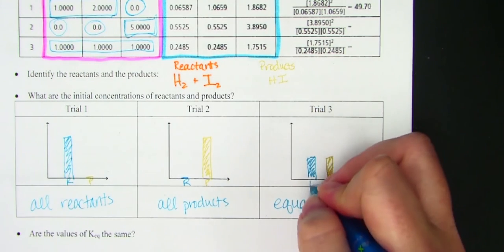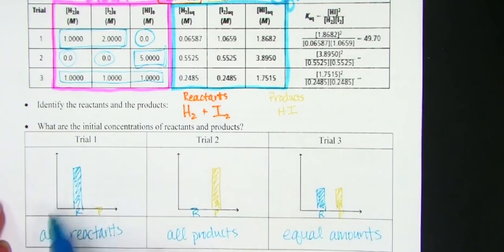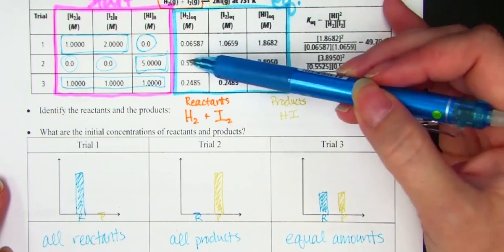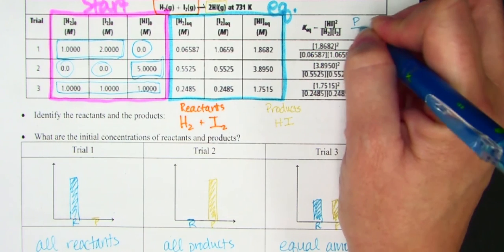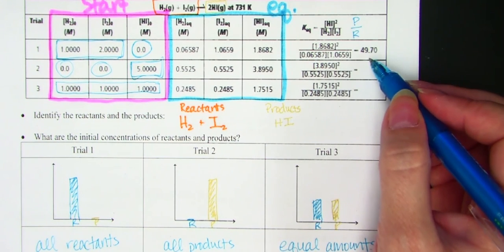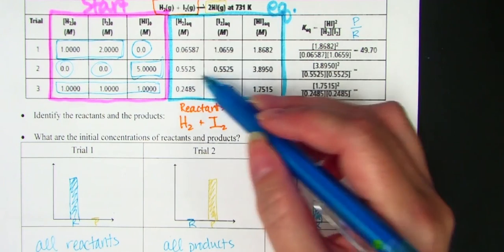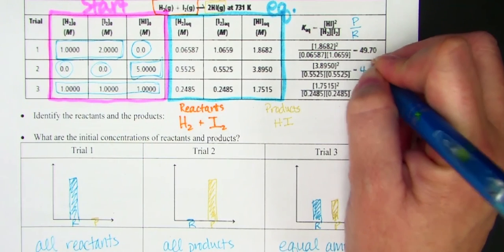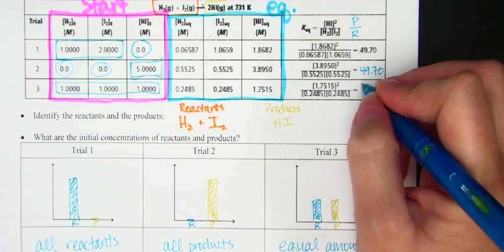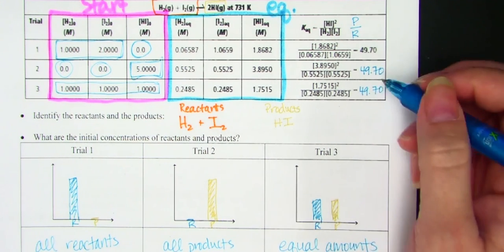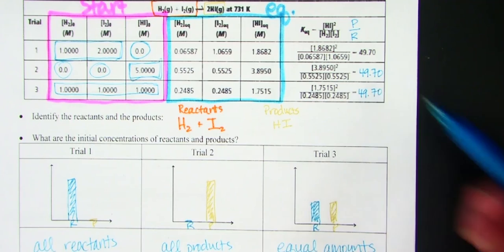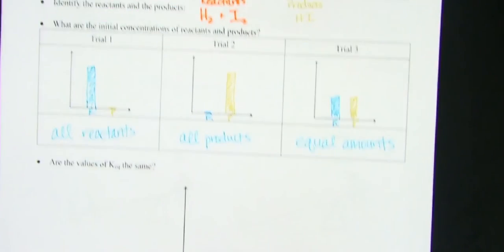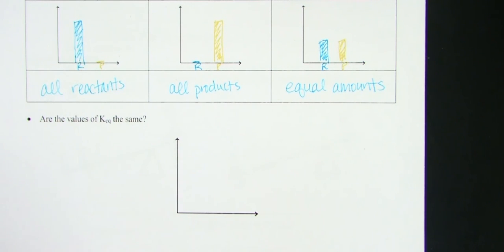And what we notice is no matter how I start out, when I reach equilibrium, these amounts are going to be different than these. But if we put it into our equilibrium expression, which is products over reactants, for trial 1, I get a numerical value of 49.7. If I plug in the equilibrium numbers for trial 2, I also get 49.70, and the same for trial 3, also 49.70. So no matter how I start my reaction, my equilibrium expression is going to be the same for all of them. The initial conditions don't matter. I will always end up with a certain number of reactants and a certain number of products.